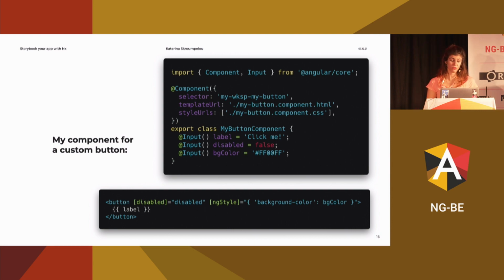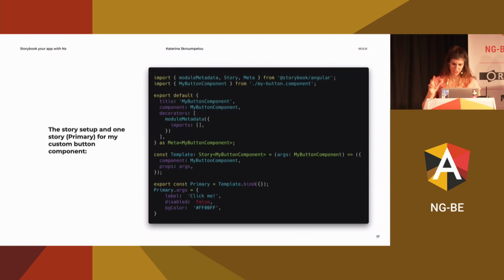So if you're building a custom component, for example, a custom button, and you just have some inputs, the label, whether it's disabled or not, and the background color as inputs, and your template would look like this. Something very familiar to all Angular developers, your story setup and one story for your custom component would look like this. First, you have, of course, some imports from the Storybook Angular package. Then you would export your component, and then you would start building your story.